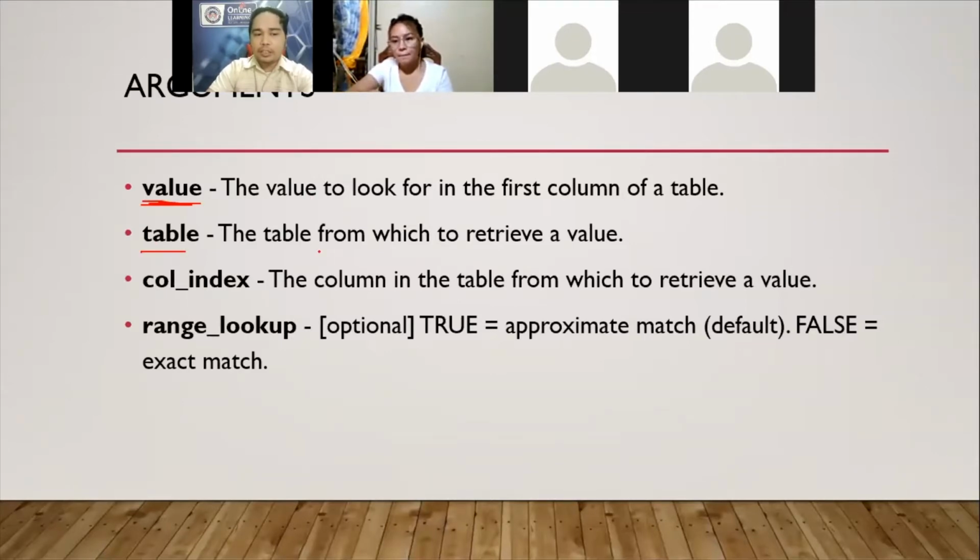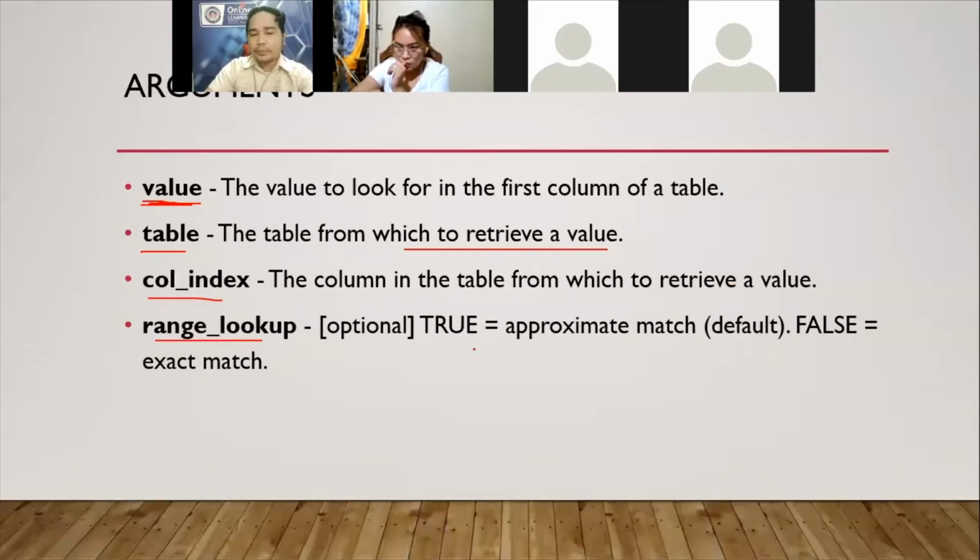And the next, the table array, the table from which to retrieve a value. So dito natin ilalagay yung pinakang range ng mga cells kung saan natin hahanapin yung record na yan. So normally yung pinakang entire record natin, you're just going to highlight it and then yun na yung magiging table array natin. And then also, third one is the column index. So dito naman indicate nyo lang kung pang ilang column yung value na gusto natin i-display or gusto natin i-retrieve. Let's say 1, 2, 3, or so on. So yun yung tinatawag natin na column index.